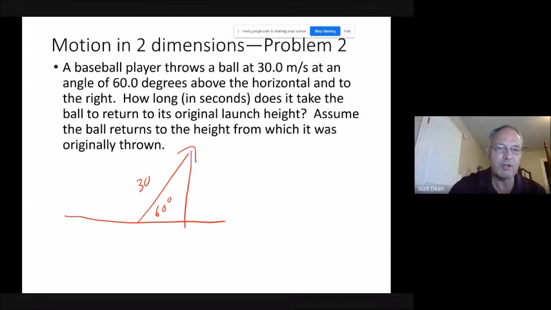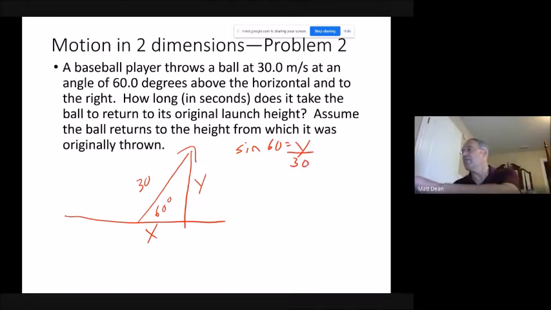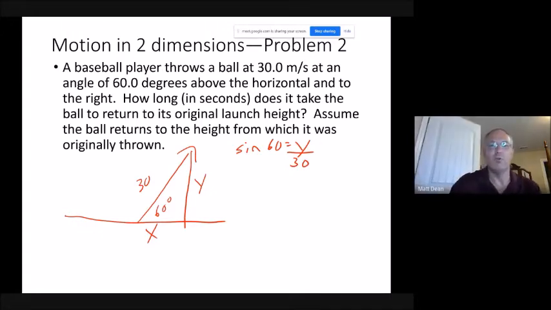So we draw down a vertical like so. We're going to solve for the y component, the vertical, and the x component, the horizontal. To solve for the vertical, we're going to say sine 60 equals opposite, which is y, over hypotenuse, which is 30. We do the math on that. And when we do, that gives us an initial vertical speed of 25.98 meters per second, and that's in the upward direction.